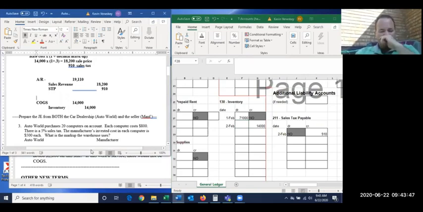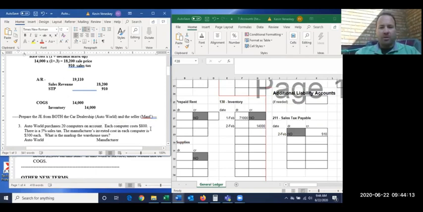All right, Auto World. So now we're, again, the buyer. We bought inventory in number 1. We sold inventory in number 2. Now we're actually buying equipment in number 3. It works the same way as buying inventory, same process. So we're buying 20 computers on account to help our business run. Each computer costs us $800. That's what the manufacturer is selling it for. There's a 5% sales tax, and the manufacturer, when they're looking at it from their point of view, it costs them $500 to make the computers.